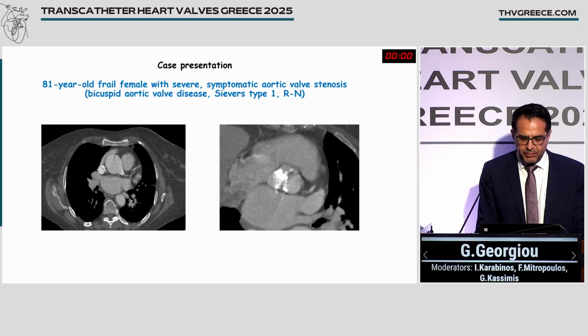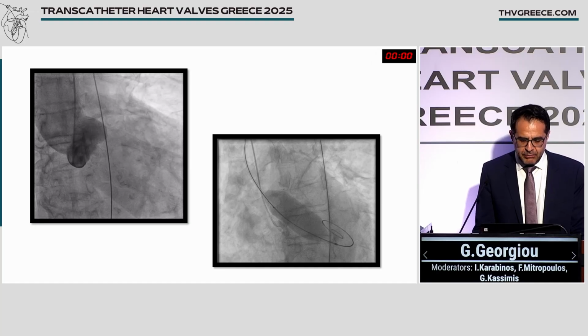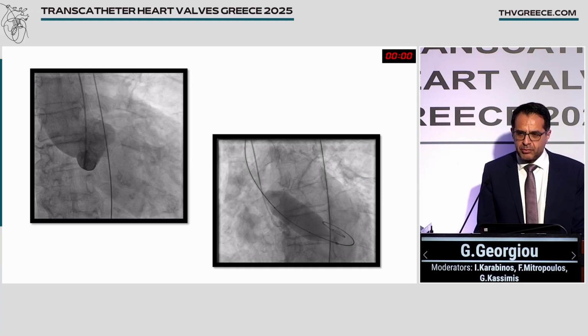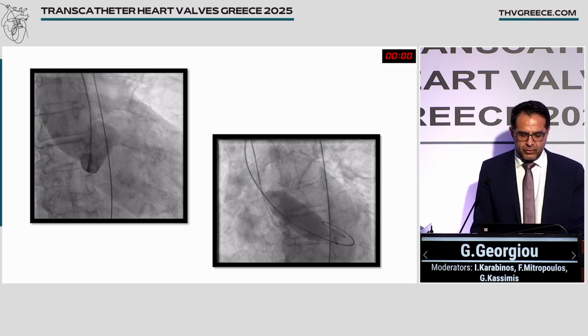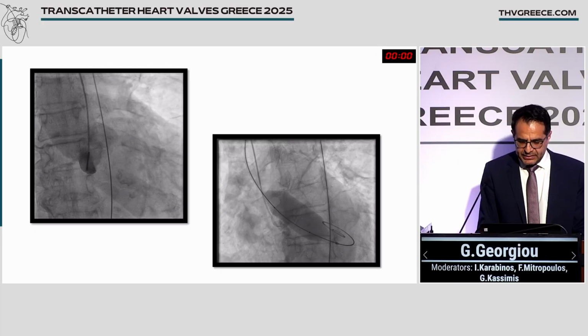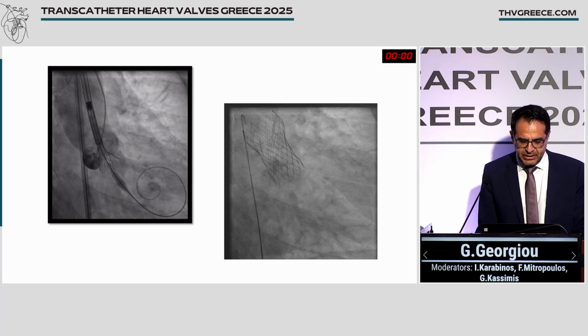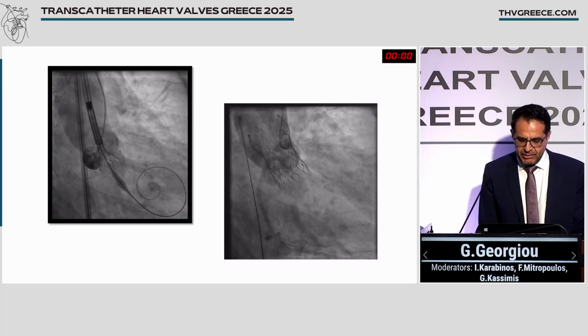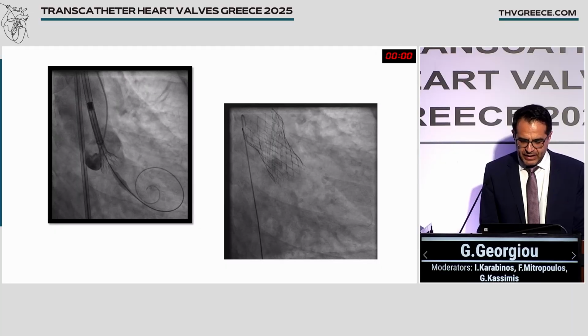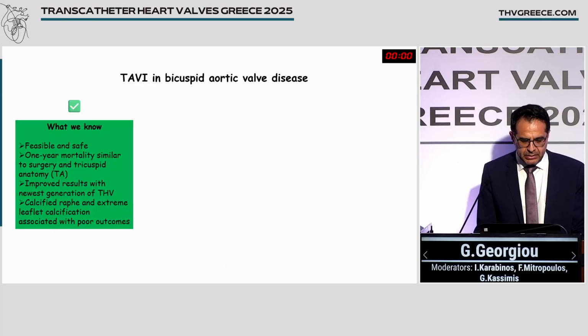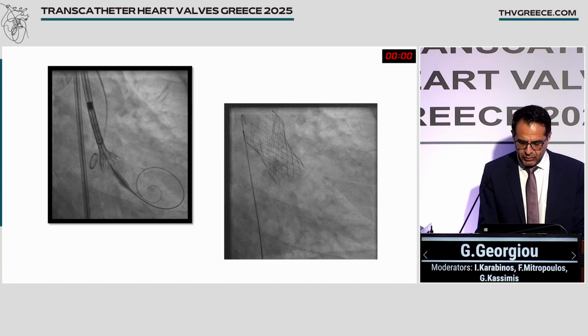This is a case from our practice: extreme calcification with a raphe between the non-coronary and the right coronary cusp, multiple comorbidities, 81 years old. After predilatation with an undersized balloon, a self-expanding 23 millimeter FX valve was deployed, and with this result, I think it is acceptable.